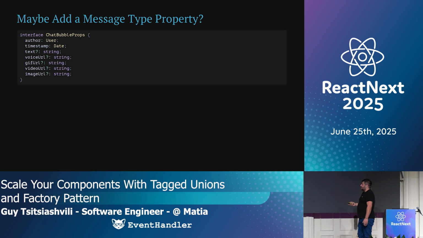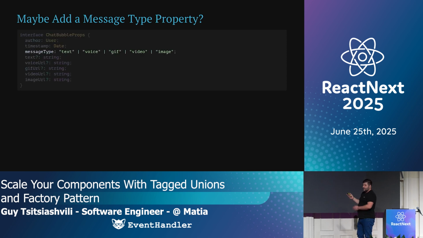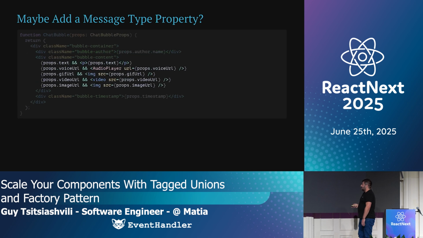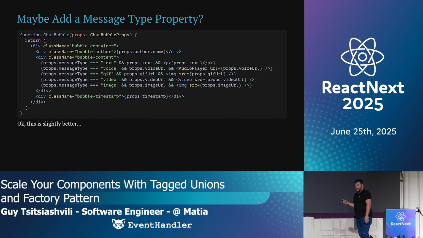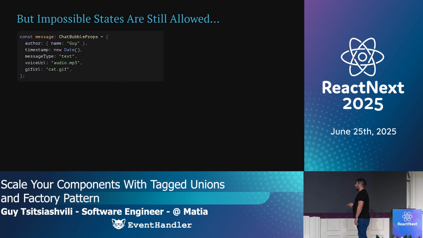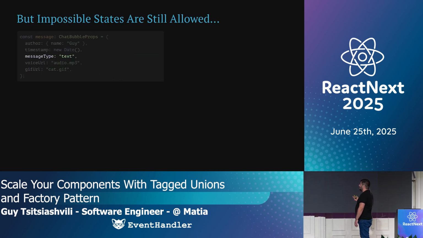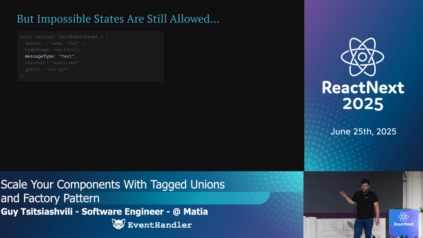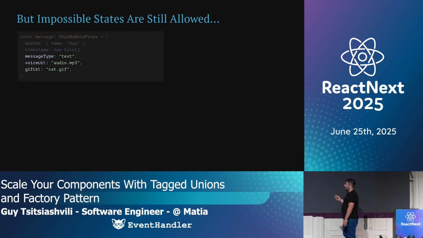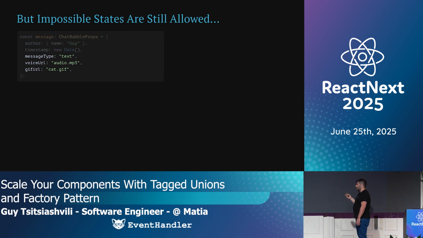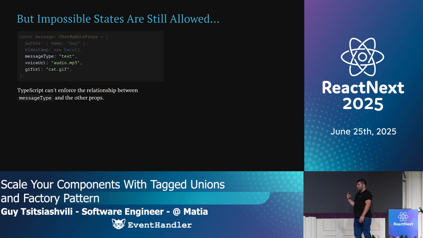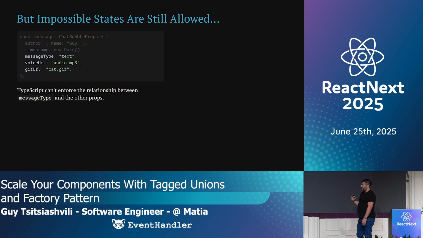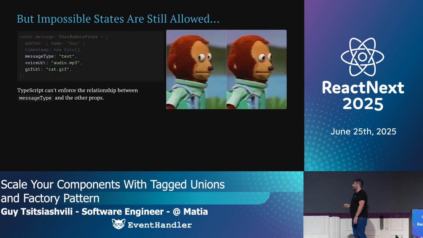Okay, let's try to improve it. Maybe we should add a message type prop that guarantees that we render only one thing. So now we add another check, which makes it even worse, but it is slightly better in terms of design. But we can still produce impossible states. We can say message type is text, but we provide voice URL and GIF URL, and what will be rendered based on the implementation, nothing. So TypeScript doesn't really know how to connect a message type to whatever props are passed, and we're not talking about the runtime, we're talking about us writing code. We can make mistakes. So TypeScript is blind in this situation.